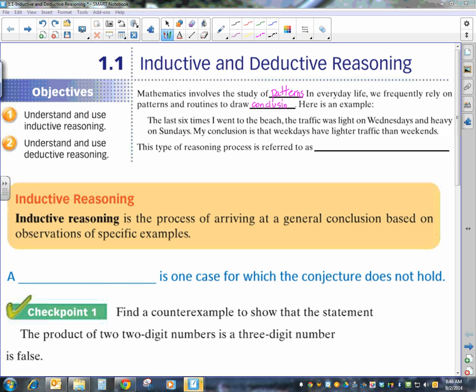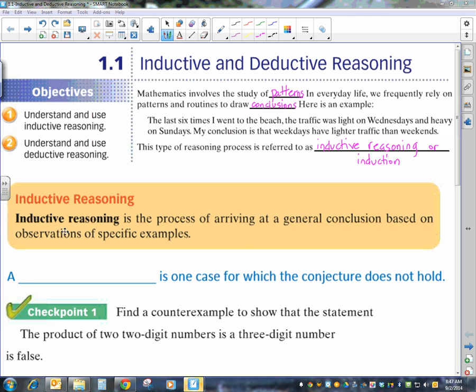So they give you an example here. The last 6 times I went to the beach, the traffic was light on Wednesdays and heavy on Sundays. My conclusion is that weekdays have lighter traffic than weekends. This type of reasoning process is referred to as inductive reasoning, sometimes referred to as induction. Now, inductive reasoning is the process of arriving at a general conclusion based on observation of specific examples.